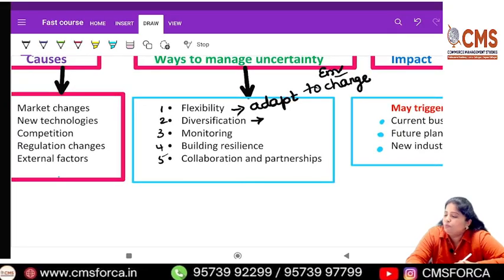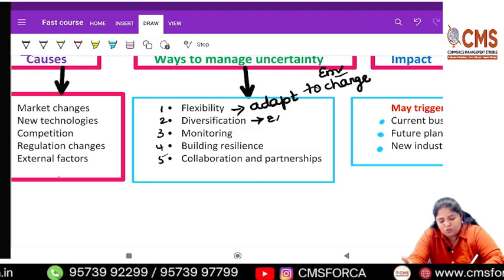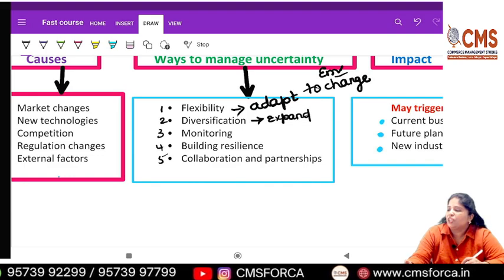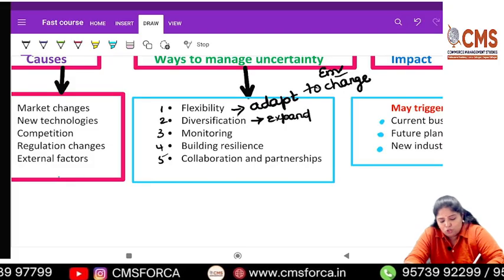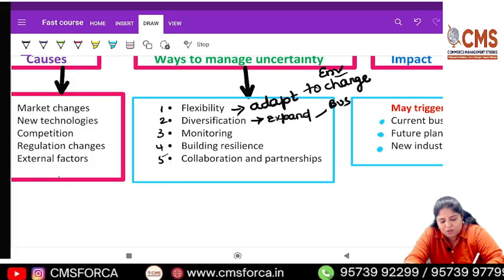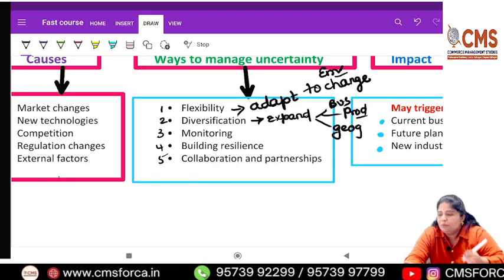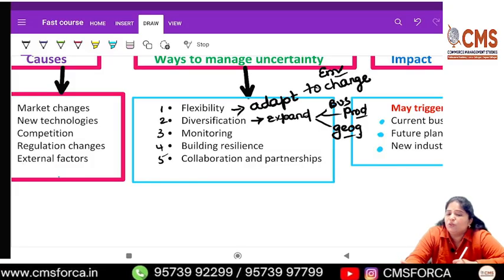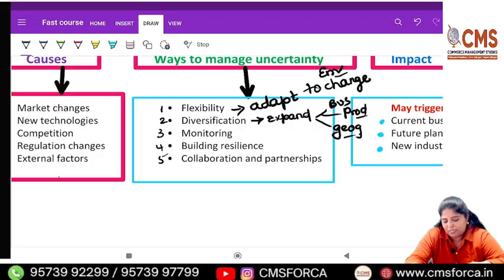And the next option is you can go for diversification, where you try to expand to different lines of business. You can expand to business with different products. You can even expand geographically. That is where you can think of surviving and managing the uncertainty.